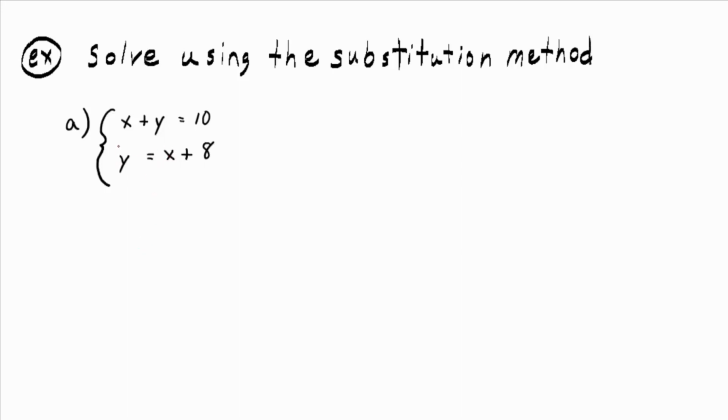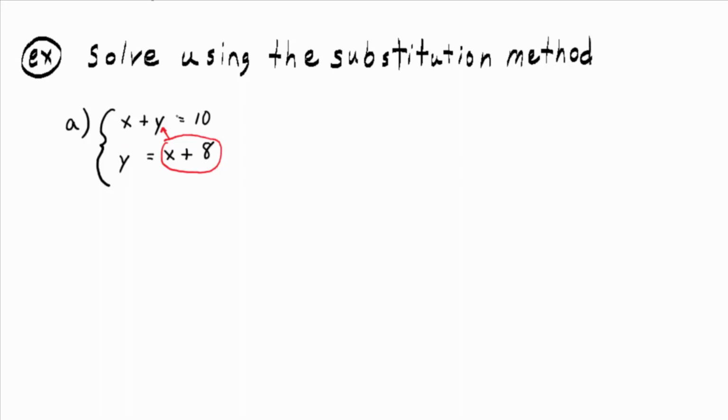So what he's saying is, hey, look at this guy down here. Y equals x plus 8. It's solved for y in terms of x, right? So the idea is, couldn't we substitute the x plus 8 in for y in the first equation, thereby getting one equation down to one variable, which we can solve? Does that make sense? So that's the substitution method.